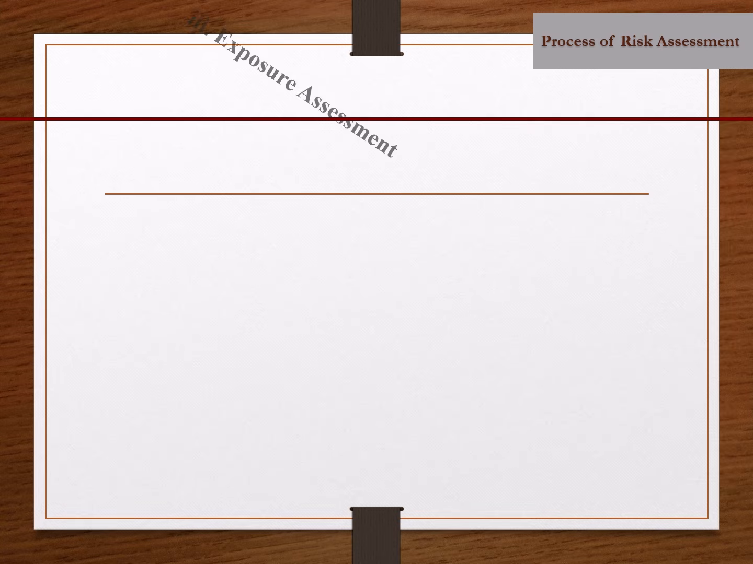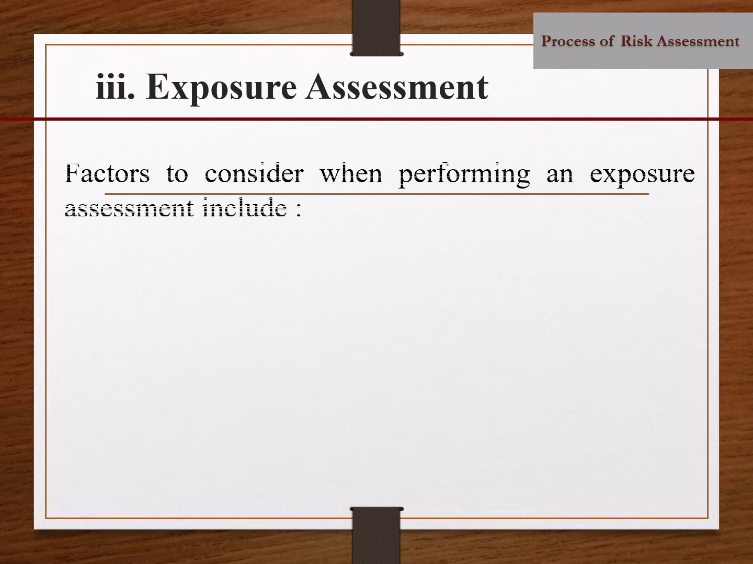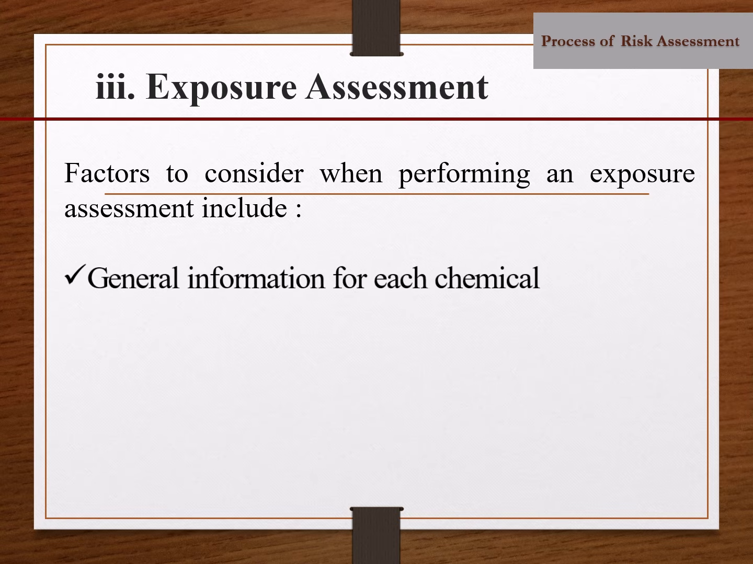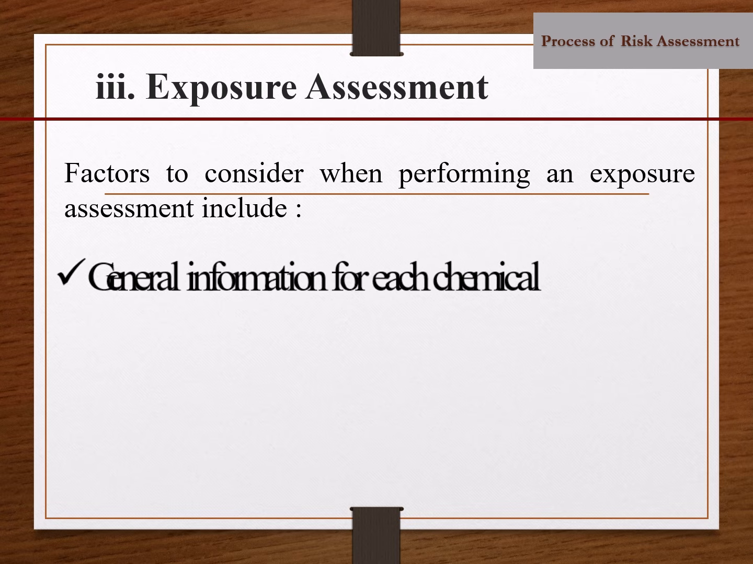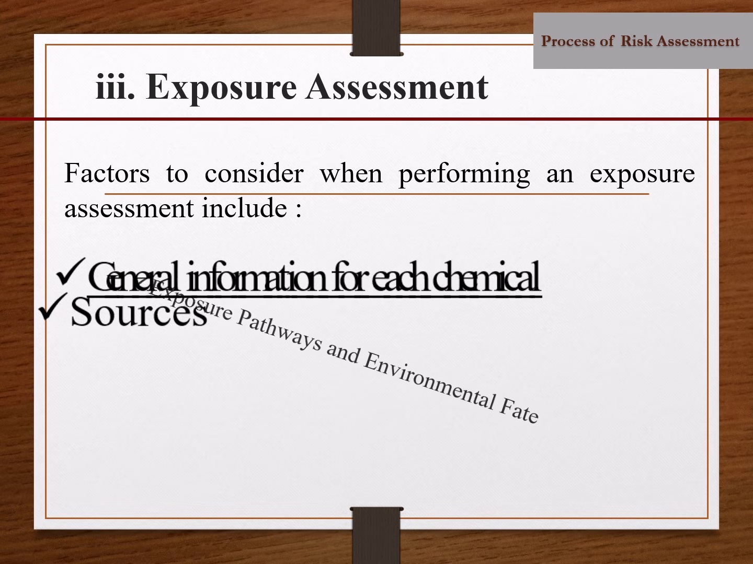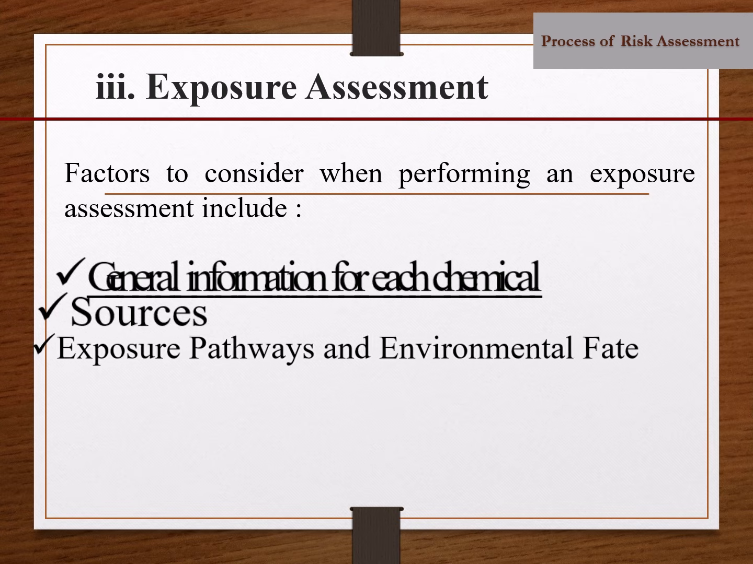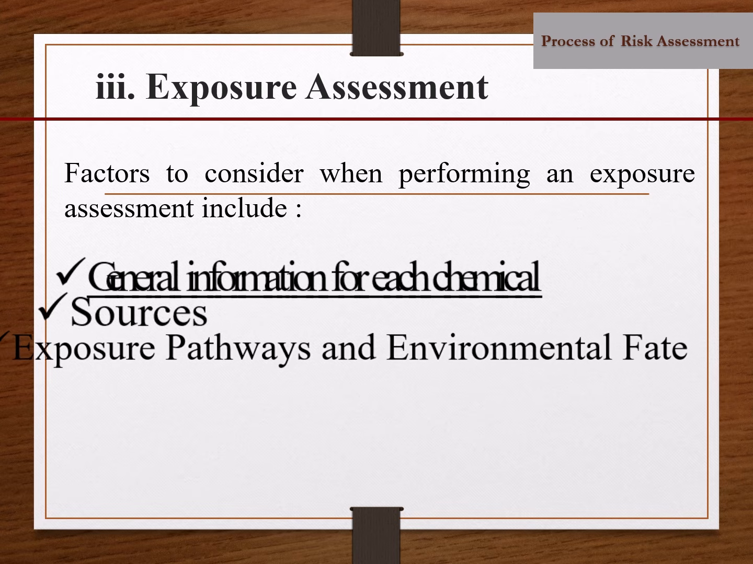Factors to consider when performing an exposure assessment include: general information, which includes identification of molecular formula and structure, how the chemical looks and is made, and other identifying characteristics. It also includes its chemical and physical properties. Source provides information regarding production, distribution, uses, disposal, and summary of environmental releases. Exposure pathways and environmental fate describe transport and transformation, identification of principal pathways of exposure, and prediction of environmental distribution of chemicals.